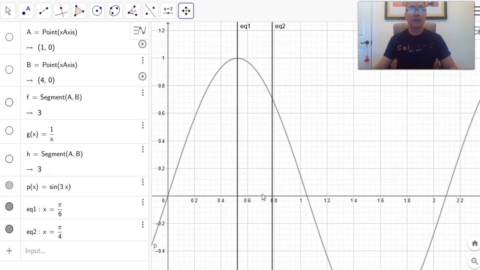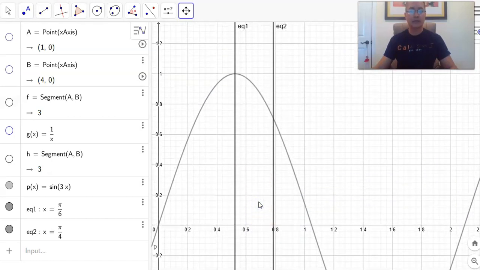So the answer that we got, which was square root of 2 over 6, right? That represents the area under sine of 3x between these two vertical walls, and of course also bounded below by the x-axis. So that area should be around square root of 2 over 6. Is that a reasonable answer? Yeah, that's only about maybe 0.3, and the height is almost 1.